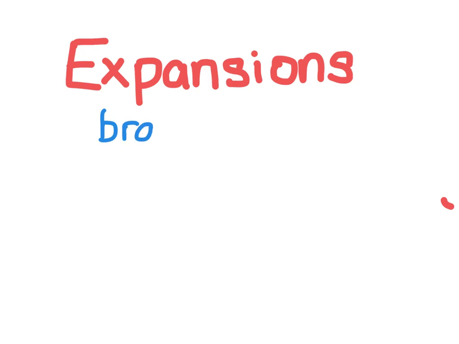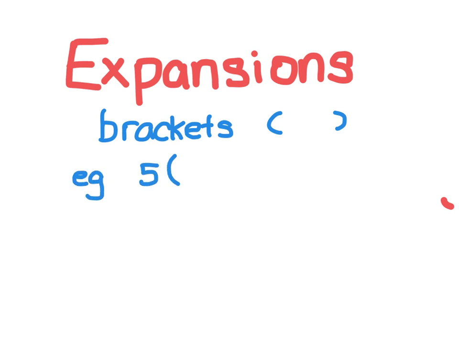Okay, so this is a quick video about expansions, and expansions always involve brackets. So the word expansion means really to get rid of the brackets. So here's an example of what we might see in a question. 5 times, and we've got x plus 2 in the brackets, and our aim is to get rid of those brackets. So what is 5 times x plus 2? Well, it's 5 times everything in those brackets, x plus 2.